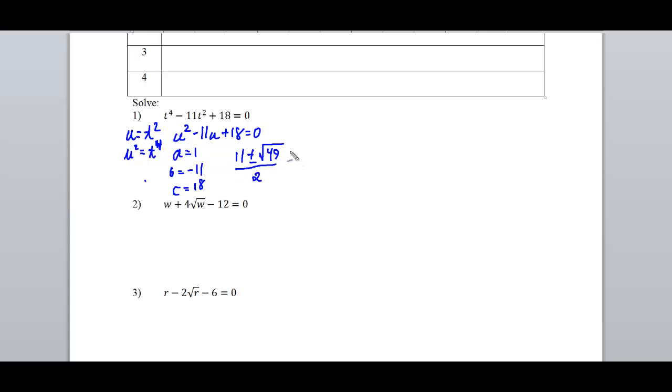Now, if I split this up into 2 answers, one answer is 11 plus 7 divided by 2, which is 9. Again, the square root of 49 is 7. 11 plus 7 is 18, divided by 2 is 9, which is equal to my u. And then I am going to take 11 minus 7, which is 4, divided by 2, which is 2, which is also equal to u.